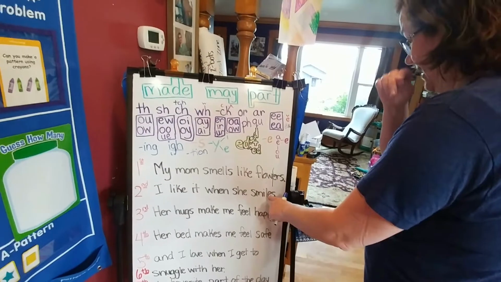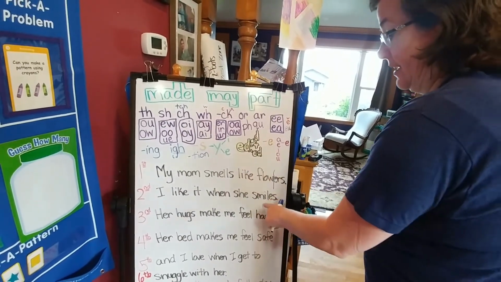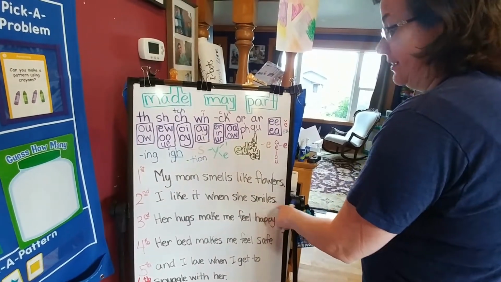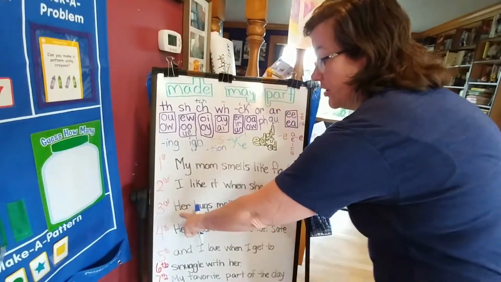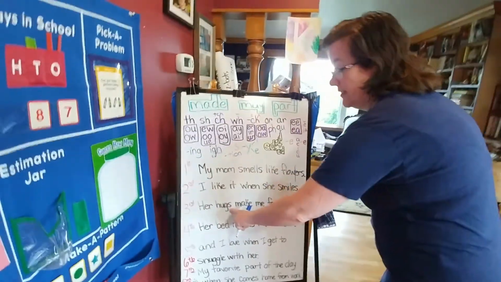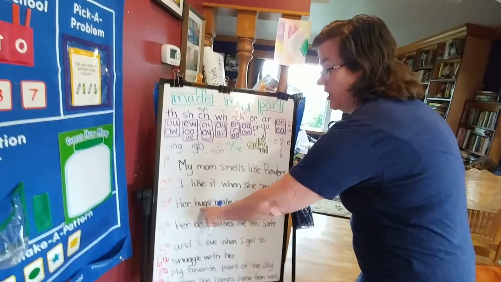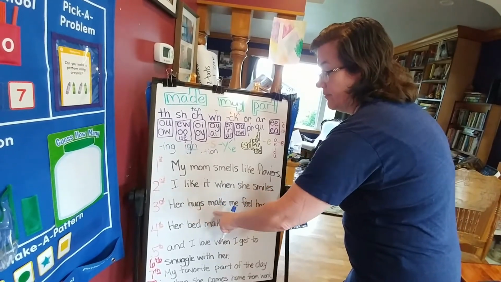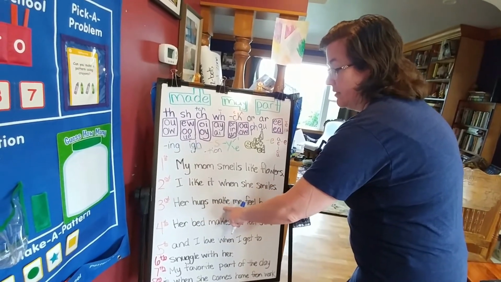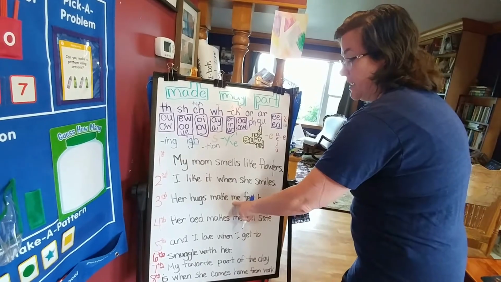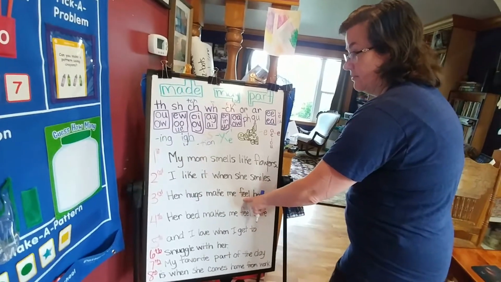I'm going to make this an I sound because I'm going to pretend it's a silent E. Smile. Smiles. Sight word her. Ooh, there's an S at the end, but I can sound this out. Hug. Hugs. Sight word make. Silent E. Sight word me. There's an E-E. That's an E sound.